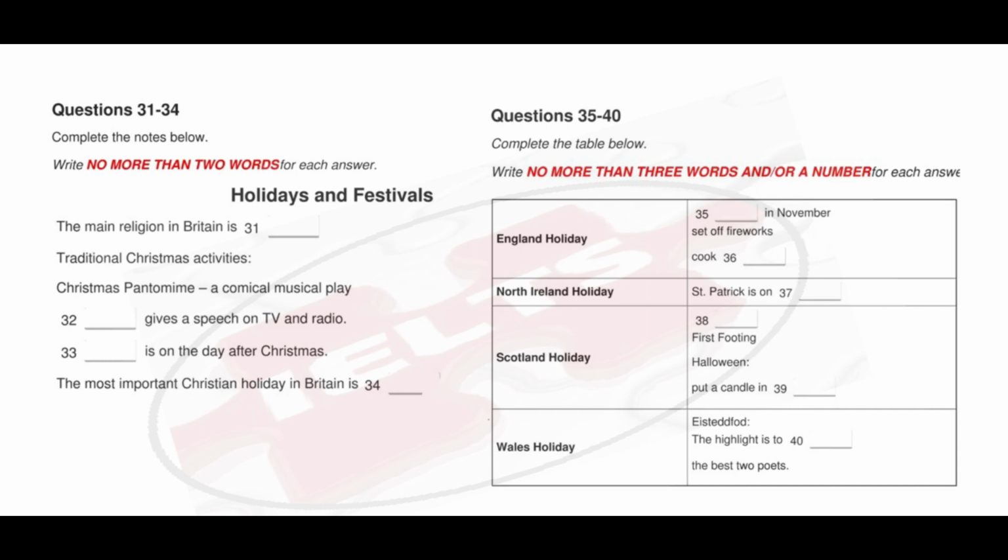While Christmas has a Christian meaning, it commemorates the birth of Jesus Christ. People usually celebrate Christmas by decorating homes and workplaces with colored lights and Christmas trees and ornaments and exchanging gifts. There are 3 traditional Christmas activities in Britain. One is the Christmas pantomime, a comical musical play.